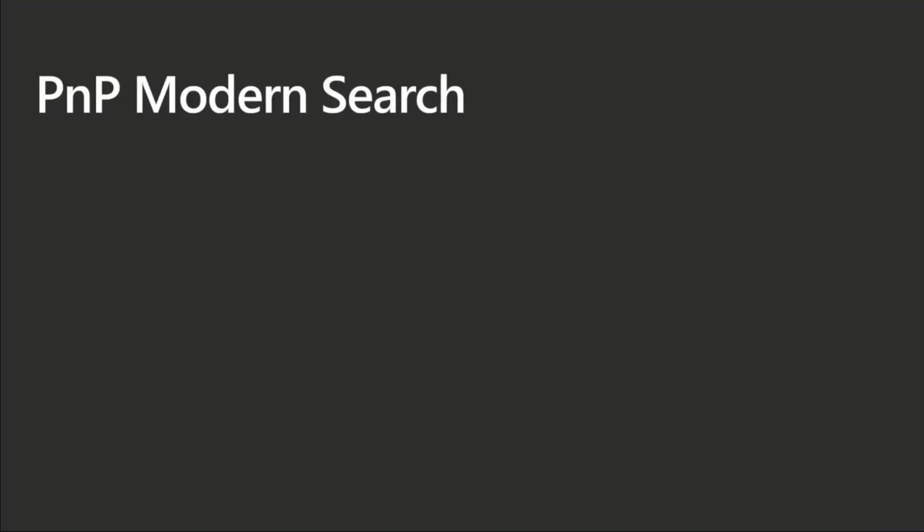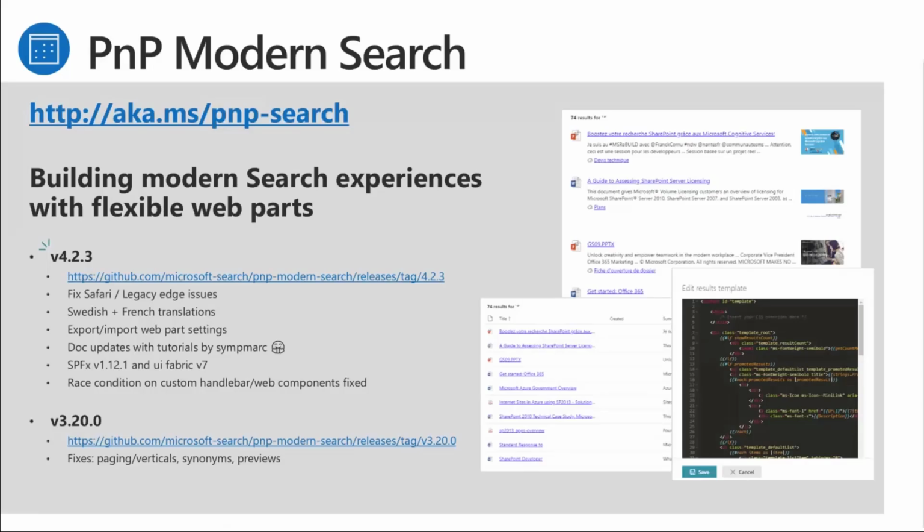And then a quick update on the PnP Modern Search. The latest version is 4.2.3, and you can download that directly from GitHub as well. Also, I think we are sharing the SPFx file on the Modern Search. So there's a fix for Safari and Legacy Edge issues.